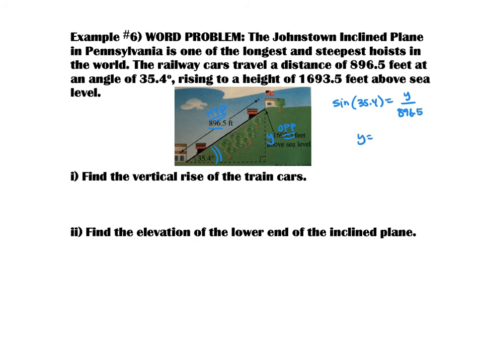And I'm going to solve for the opposite side, or the height that the train cars have traveled, by multiplying, very similarly to the last problem, these two things. 896.5 times the sine of 35.4. 896.5 times the sine of 35.4 is equivalent to a vertical rise of 519.326 feet. Okay, so very interesting. Find the elevation of the lower end of the inclined plane.